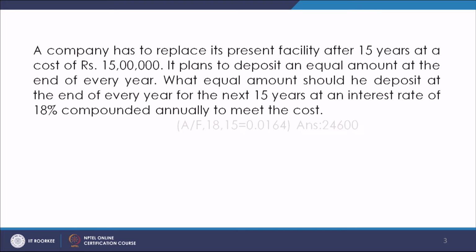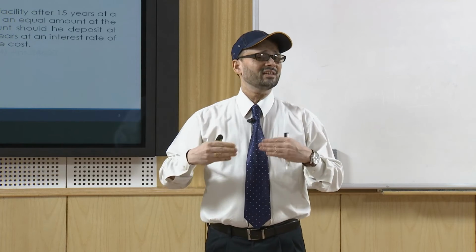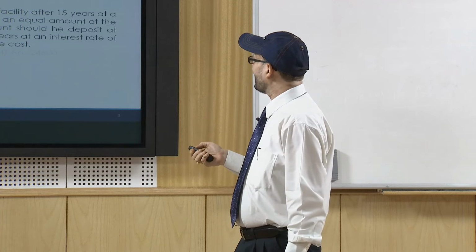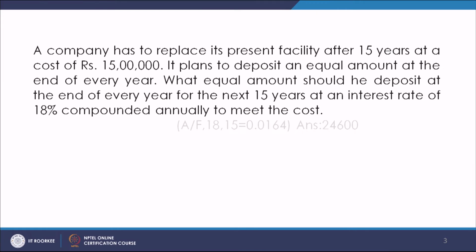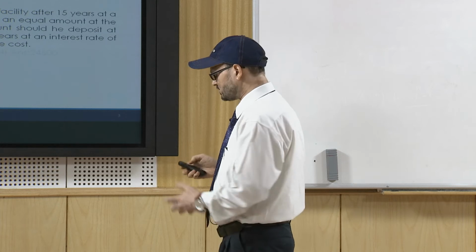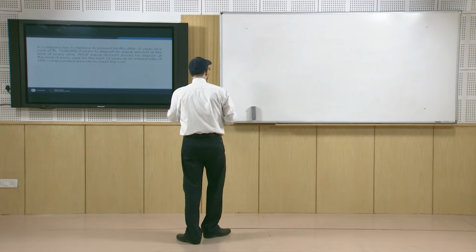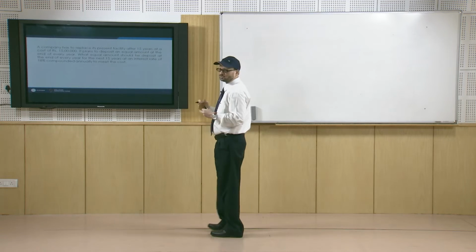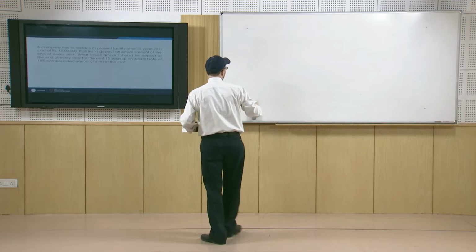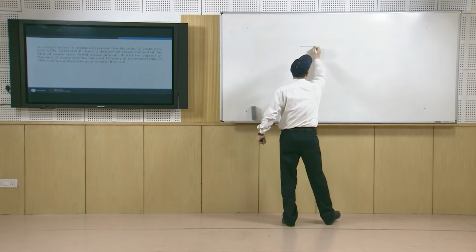Now, the aim in this case is to find what equal amount he should deposit every year end, so that at the end of 15 years he is able to get 15 lakh rupees, so that he can upgrade the facility of his industry or his company. As usual, first of all it is better to draw the cash flow diagram. So, we will draw the cash flow diagram first.